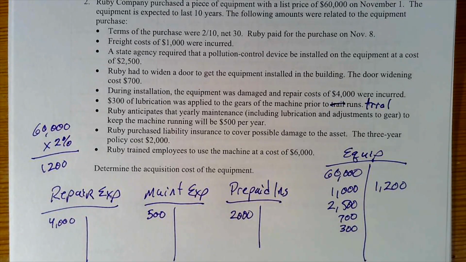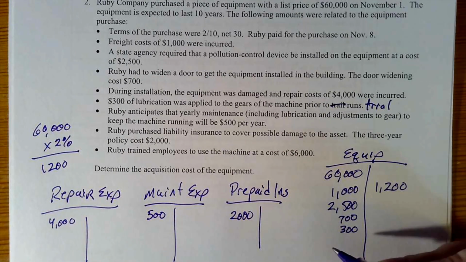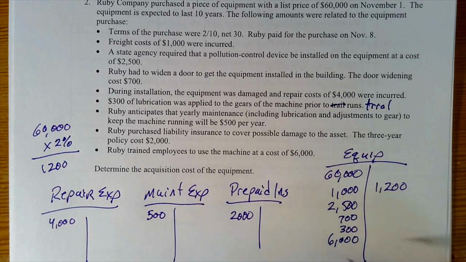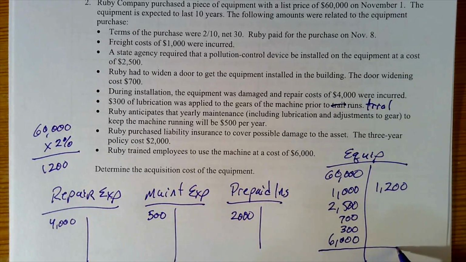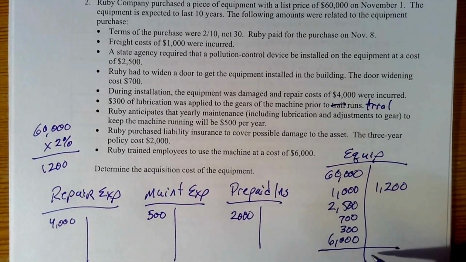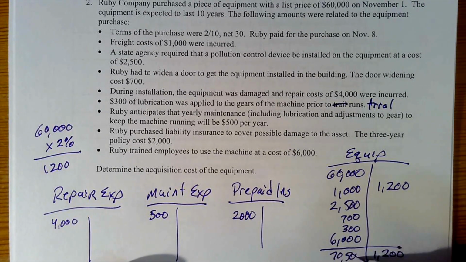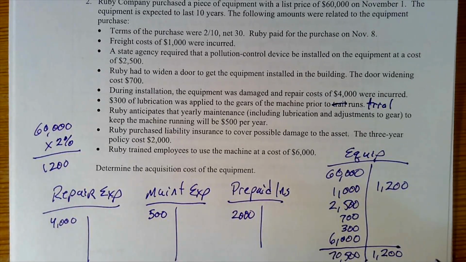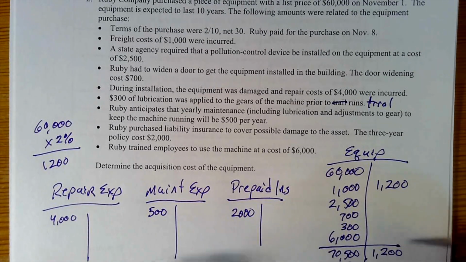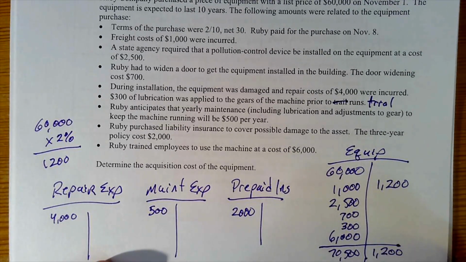And then we've got training employees to use the machine at a cost of $6,000. So I'm reading this as the initial training, right? The training of the first people to get it running, not subsequent retraining or training new people afterwards. This is the first run through. In other words, we need to have people who know how to run it to get it running the first time. So I would add that in as part of the equipment because it's kind of the trial run training. So we have a $1,200 credit. And all of these added together are $70,500. So the historical cost of this equipment is going to be $69,300.